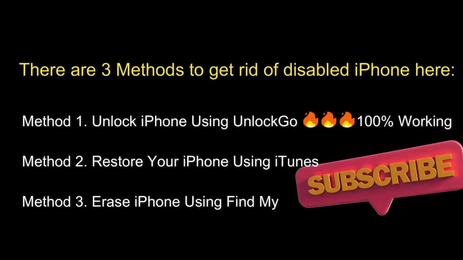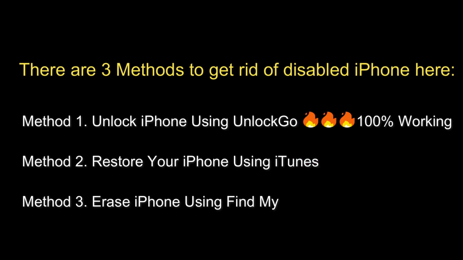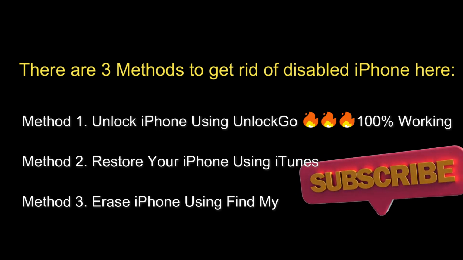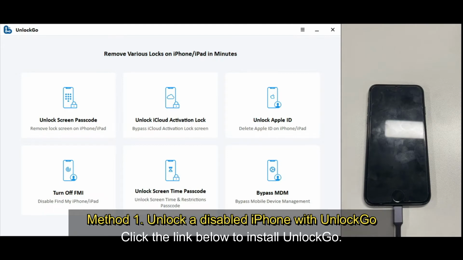There are 3 methods to get rid of a disabled iPhone here. Method 1. Unlock iPhone using UnlockGo, 100% working. Method 2. Restore your iPhone using iTunes. Method 3. Erase iPhone using Find My. Method 1. Unlock a disabled iPhone with UnlockGo.